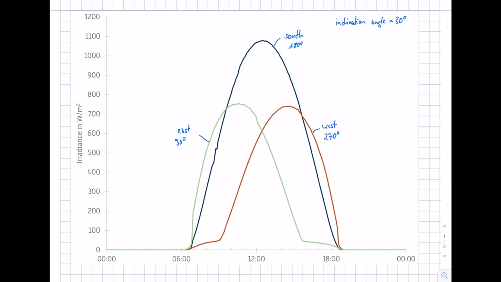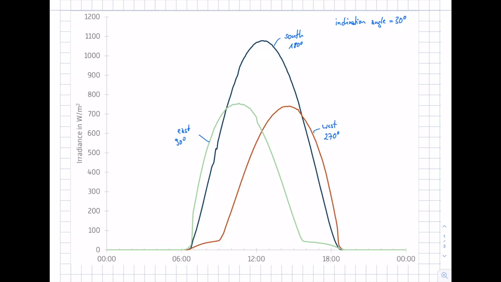So you see three different slopes of the curves. You see here this clear sky day, the situation, it's in spring, so in March. And you see here in the morning, the system oriented to the east has a faster rise of the irradiance. Of course, it's oriented closer to the sun. And then we have the highest irradiance value at 10 a.m. And then we have this drop as the sun moves away from this eastern oriented system.